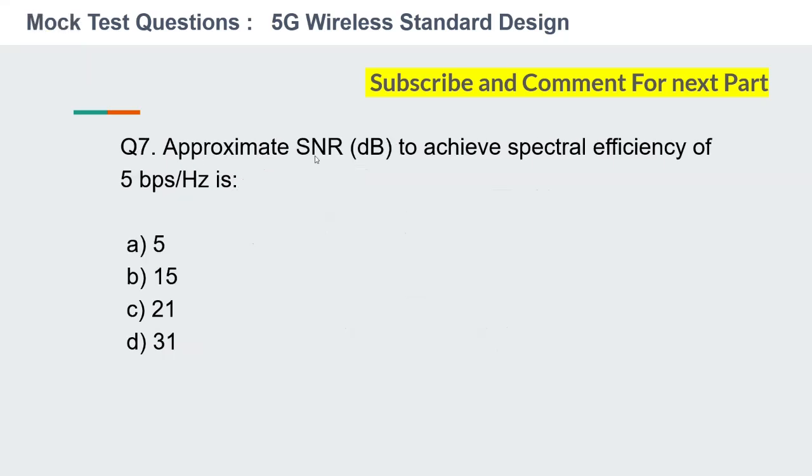Approximate SNR in dB to achieve spectral efficiency of 5 bps per hertz is, so these are the options: 5, 15, 21, 31. So your time starts now. And the answer is C, 21. Now let's go to our question number 8.